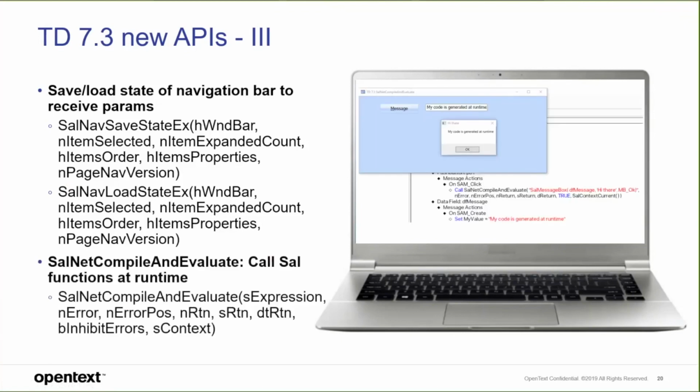This one is an interesting one, SalNetCompileAndEvaluate. You can now call SAL functions at .NET Runtime. So basically self-generated code can be used on the .NET side now.